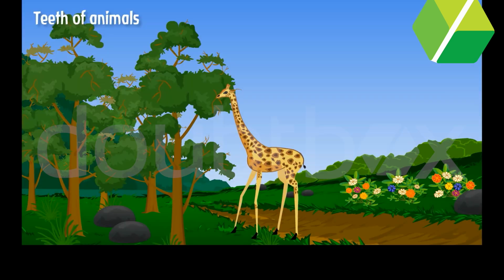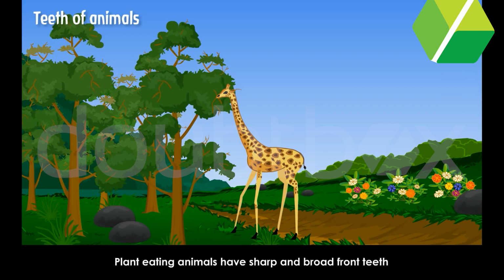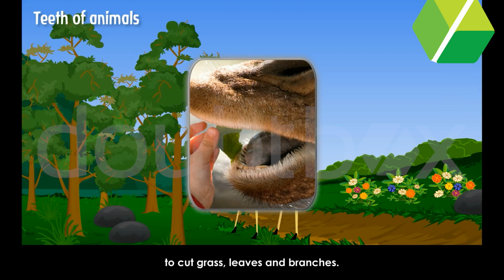Teeth of animals. Plant-eating animals have sharp and broad front teeth to cut grass, leaves and branches. They have flat back teeth which help them to chew.